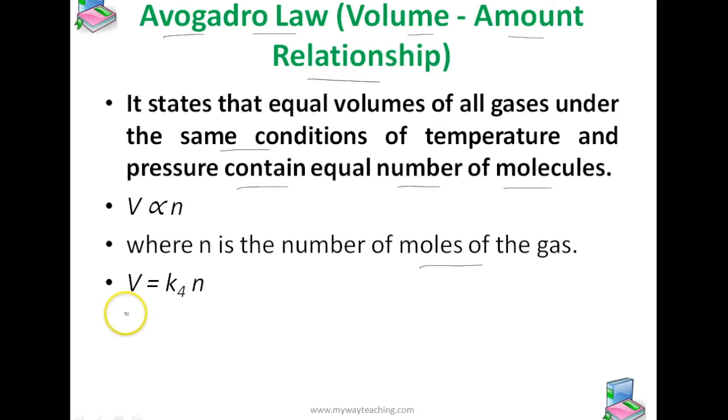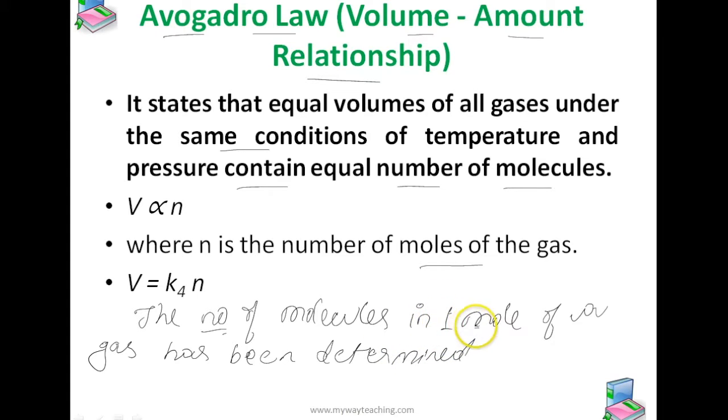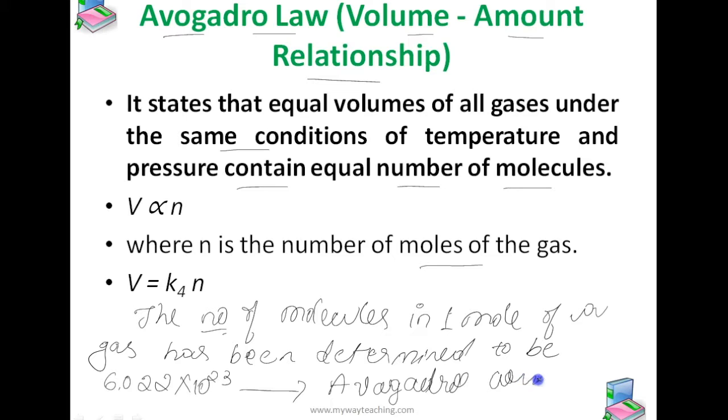The number of molecules in 1 mole of a gas has been determined to be 6.022 times 10 raised to 23, and this is known as the Avogadro constant. So this is about the Avogadro constant.